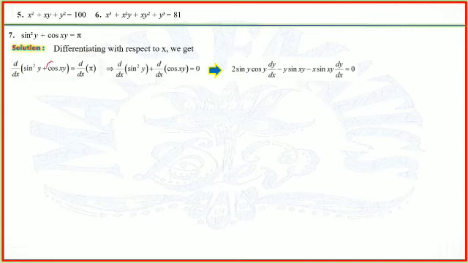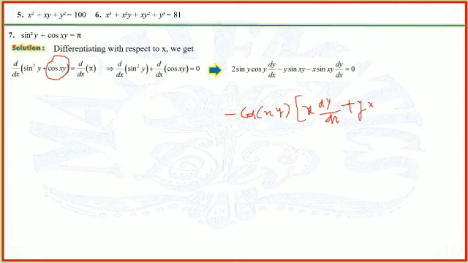this cos y, its differentiation is minus sine y, and cos xy, when we differentiate this xy, using the product rule, the first is x, then the derivative of y is dy upon dx, and then plus y into the derivative of x, that is 1. So now minus sine xy into x into dy upon dx is this one.